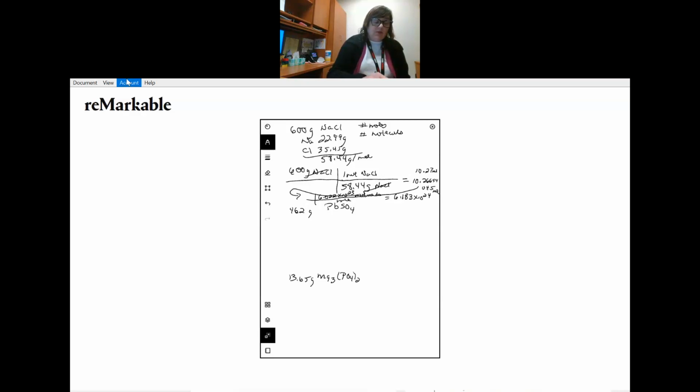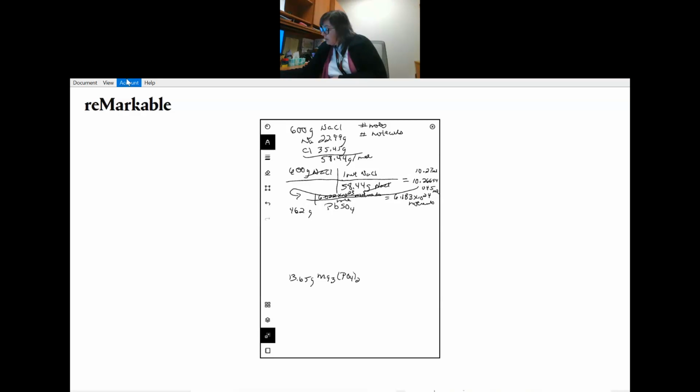4 sig figs, because that's what I had in both of my masses. And for now, we're going to use the number of sig figs in the masses. Okay. All right. So that's how many molecules I have and how many moles. I can do something almost exactly the same when we talk about the PbSO4.